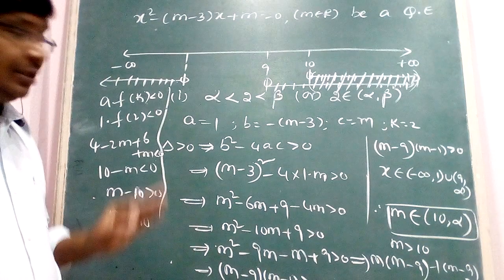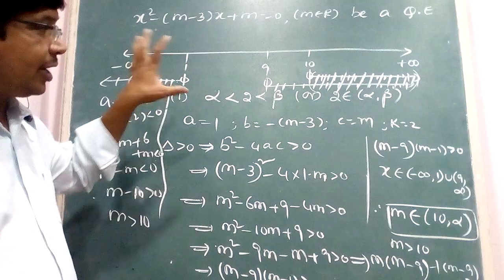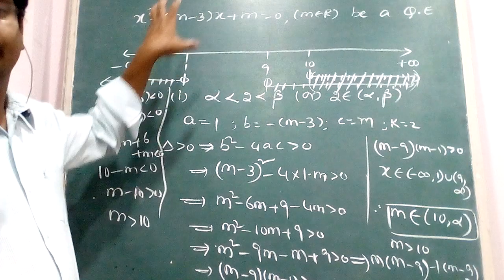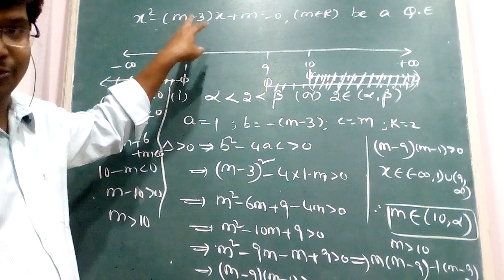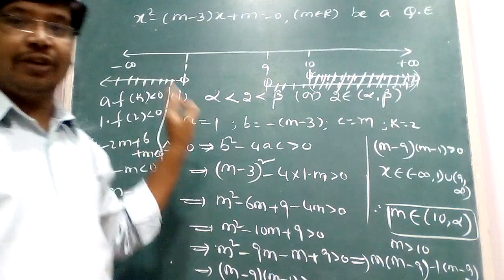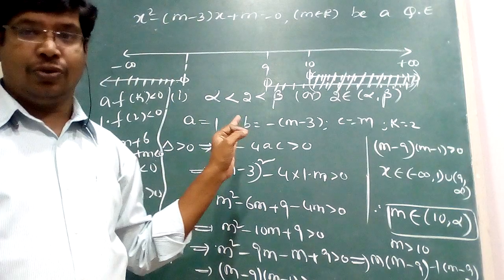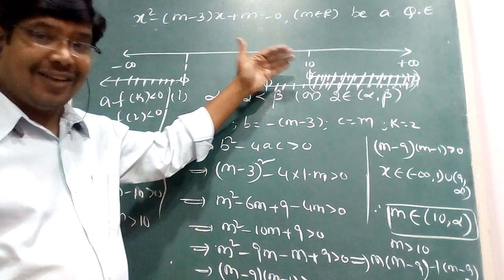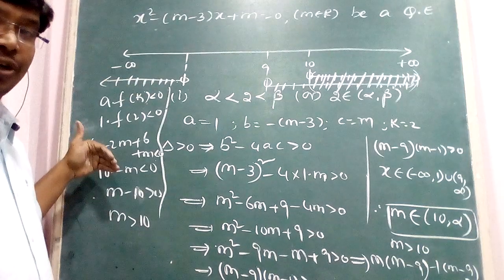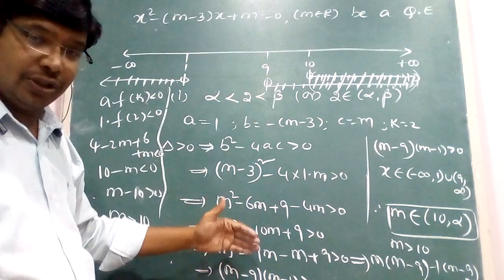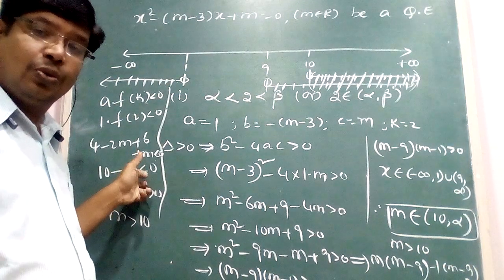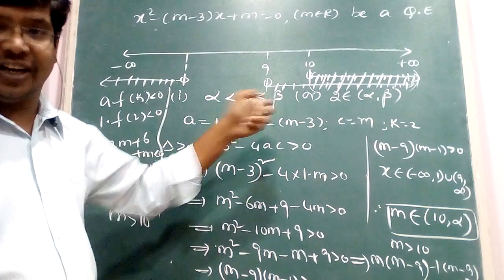See now. First you can write what conditions are possible. In the given problem, there are two conditions possible. One is delta greater than 0. Second one is a into f of k value less than 0. From a into f of k less than 0, you got one condition. Delta greater than 0, you got one more condition. From these two, you get a common solution. That is the final answer.